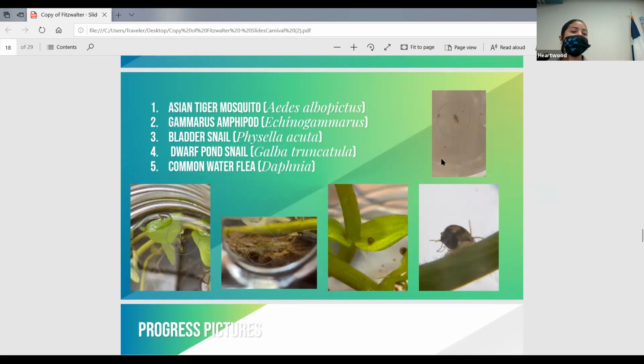And here are just a few more organisms that I found in my jar. There was an Asian tiger mosquito. I did see how it grew from a larva to a full-grown mosquito. Unfortunately, I don't have those pictures, but it was really cool to see it released. And then there was this amphipod, which was a shrimp-like looking organism, and there were many snails and water fleas.